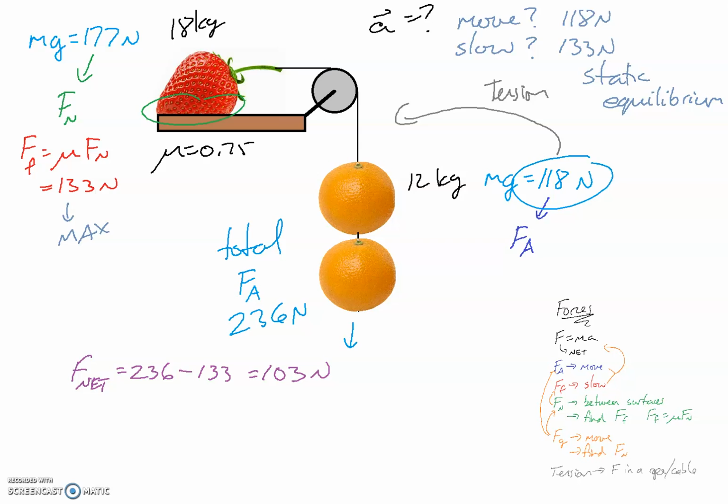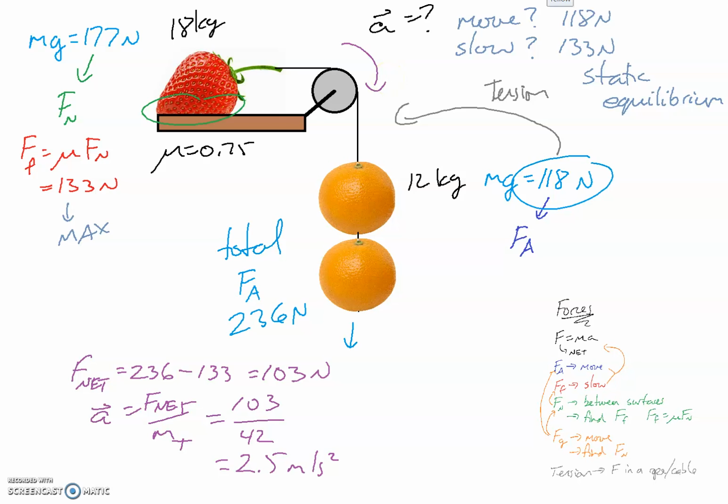103 newtons. Now that I have my net force, I can find my acceleration because I have all my masses. So acceleration would be the net force divided by the mass, and you want to use the total mass because they're all tied together, they're all moving. So my net force would be 103. My 18, my 12, and a 12 gives me a total mass of 42 kilograms. And if I divide those two out, this system will accelerate at about 2.5 meters per second squared. And obviously it is going that way.